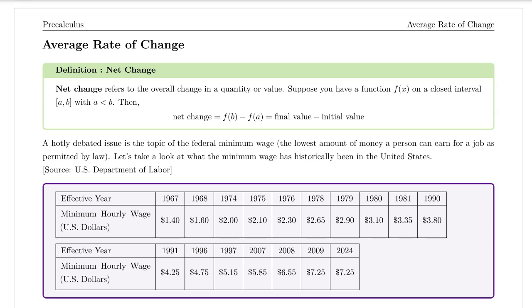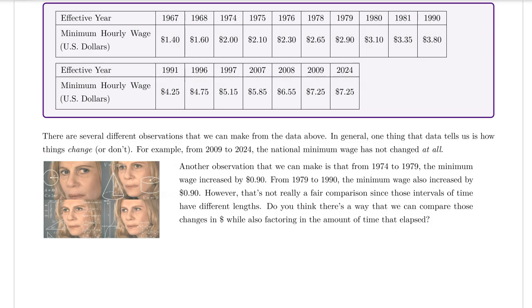So in the top row, we have the effective year, and then below that, we have the minimum hourly wage in US dollars. So this video is being recorded in the year 2024, and you'll notice that the federal minimum wage is $7.25. And you'll also notice that that was the same federal minimum wage in the year 2009. There are several different observations that we can make from the data above.